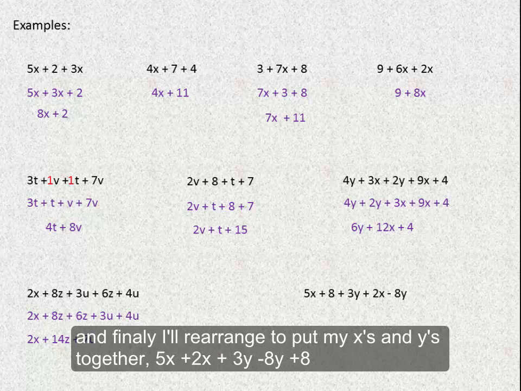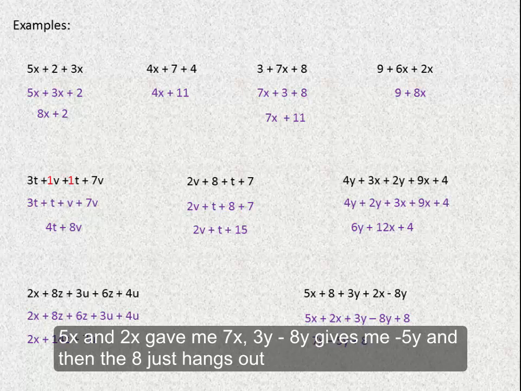And finally I'll rearrange to put my x's and y's together. 5x plus 2x plus 3y minus 8y plus 8. 5x and 2x gave me 7x. 3y minus 8y gives me negative 5y. And then the 8 just hangs out.